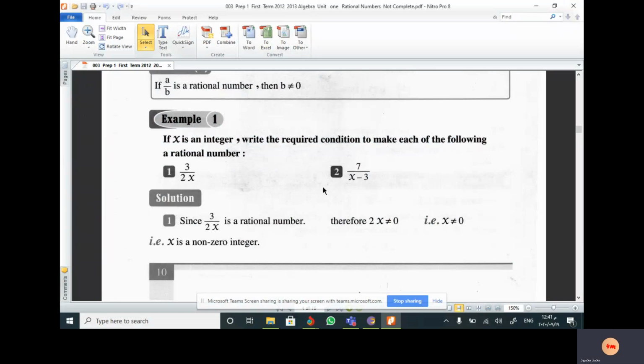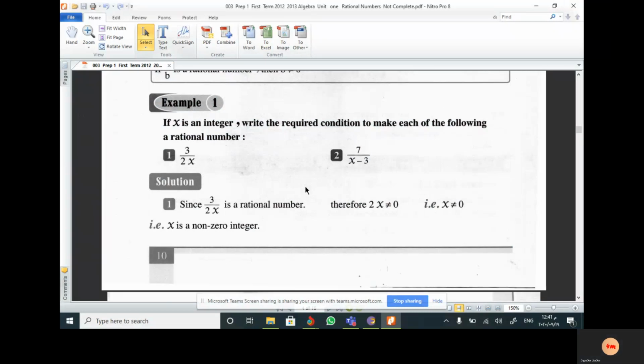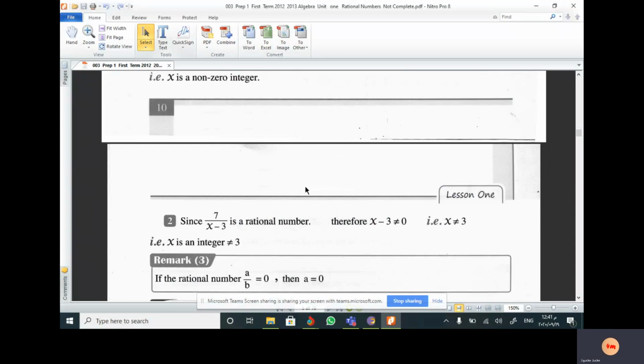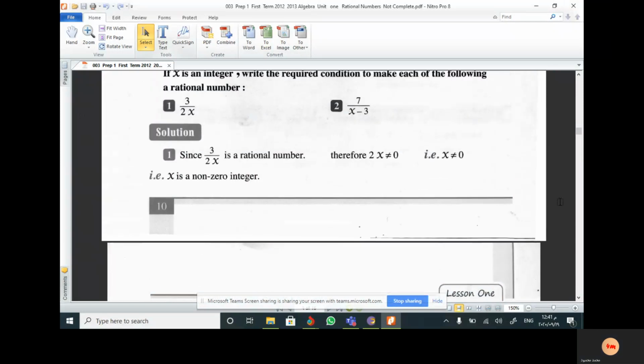7 over x minus 3. You will put x minus 3 not equal to 0. You move -3 to the other side, so x not equal to 3. Any number except 3 will make it a rational number. If x equals 3 here, the denominator will be 0, so you can't say this is a rational number. It's wrong.